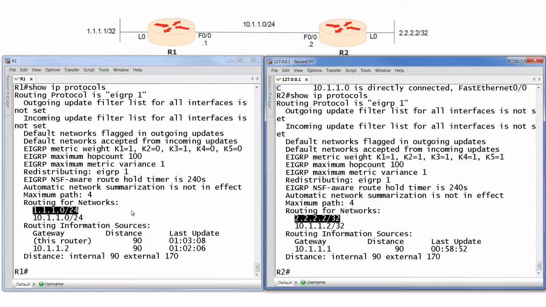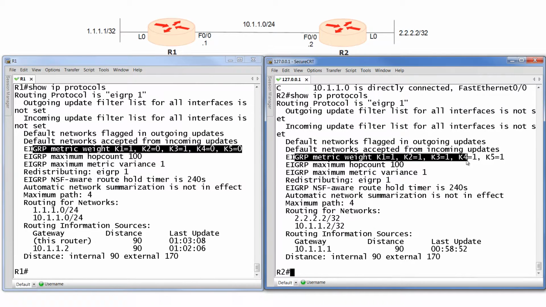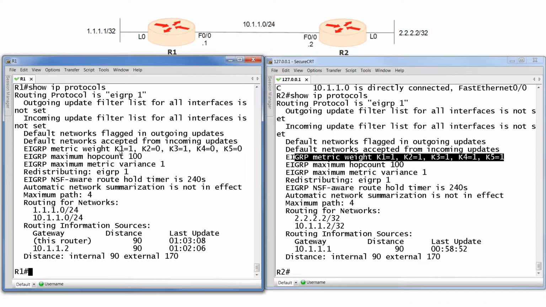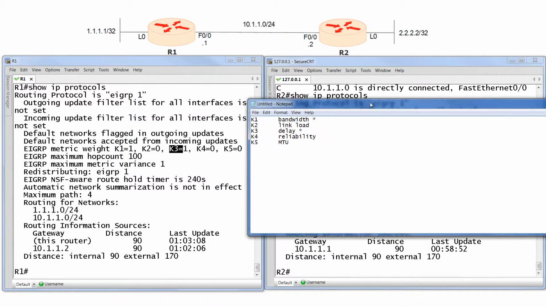Okay, now the last thing that you should check is over here, and this is the problem. EIGRP K values, and this is something that you have to memorize. EIGRP uses K values to calculate its metric, and by default you can see over here, this is what you get when you enable EIGRP. We use K1 and K3 only. It means that we use bandwidth and delay only, and we don't use any additional K values. I'll show you the list just in case you want to see it.